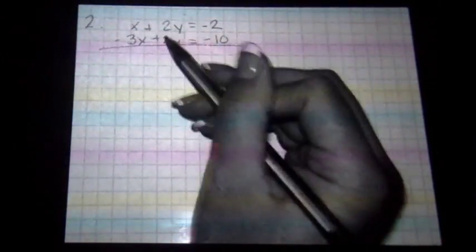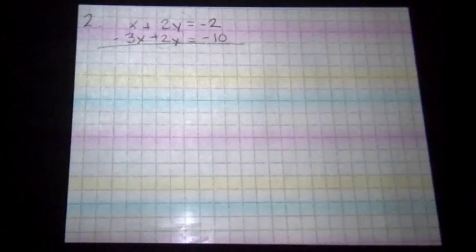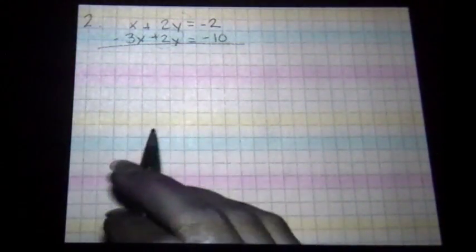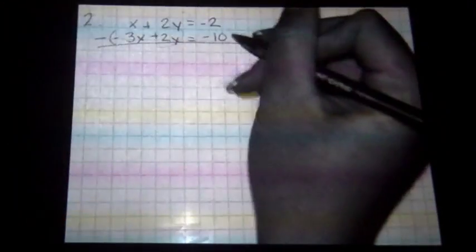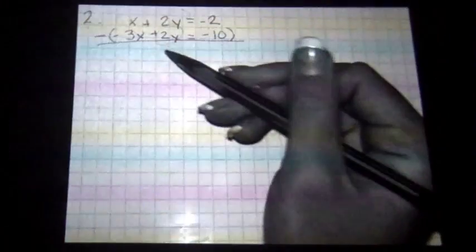Since I have my 2y and I have a 2y here, I can get rid of those. These are special equations. When I have systems of linear equations like this, and I have two of the same, it's special. So I can get rid of those by subtracting them from each other. Since they're both positive, I would have to subtract that to make it go away.